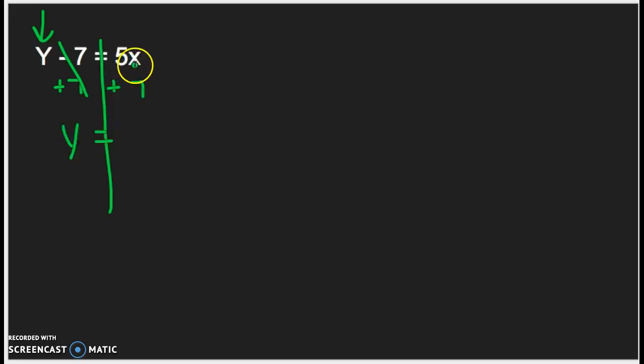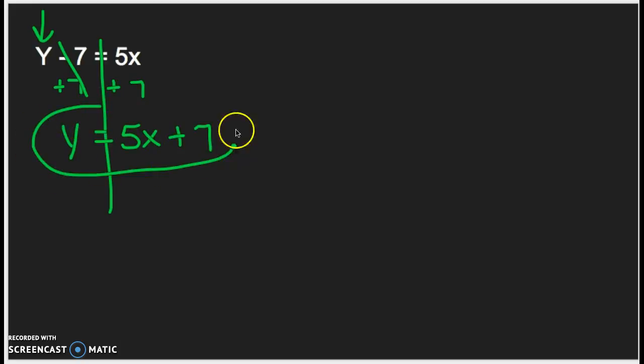Now again, remember, you can't combine these and make it 12x. You have to keep them separated because the 5 has an x with it. The 7 doesn't. They are not like terms. So put what's with the x first, 5x plus 7. My y is by itself, so that's it. I'm done.